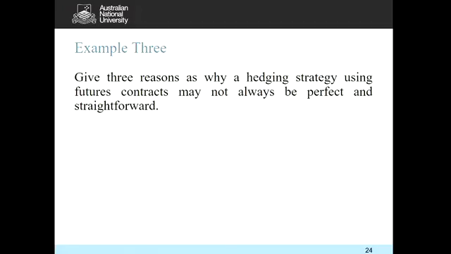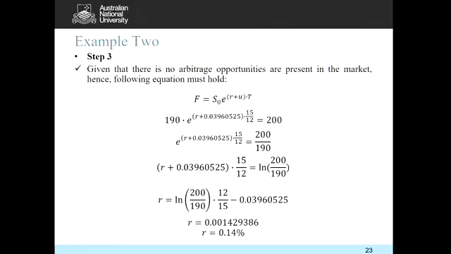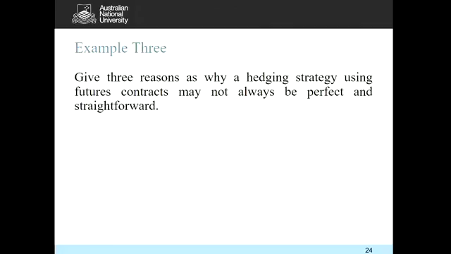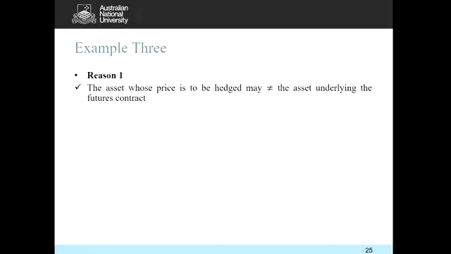Next one is really straightforward. Give 3 reasons why a hedging strategy using futures contract may not always be perfect and straightforward. Okay, so let's just think this through. Why may a hedging strategy not be perfect? Well, the first obvious reason is that the asset whose price is being hedged may not be equal to the underlying asset, right?